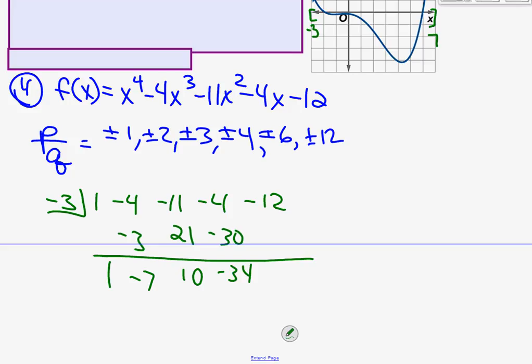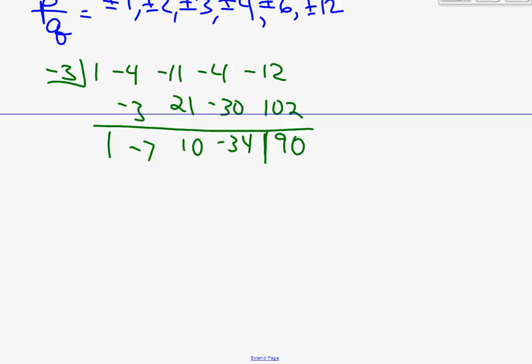Negative 34 times 3 is positive 102 maybe. And then minus 12 is 90. So really what I want to look at here is my bottom row. And in this case, I have positive, negative, positive, negative, positive. And so this can be considered a lower bound.